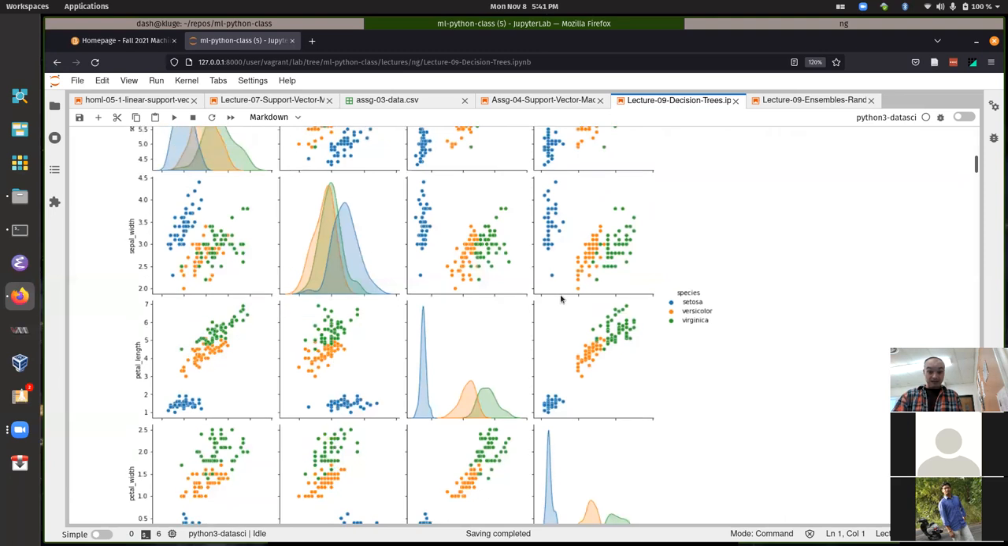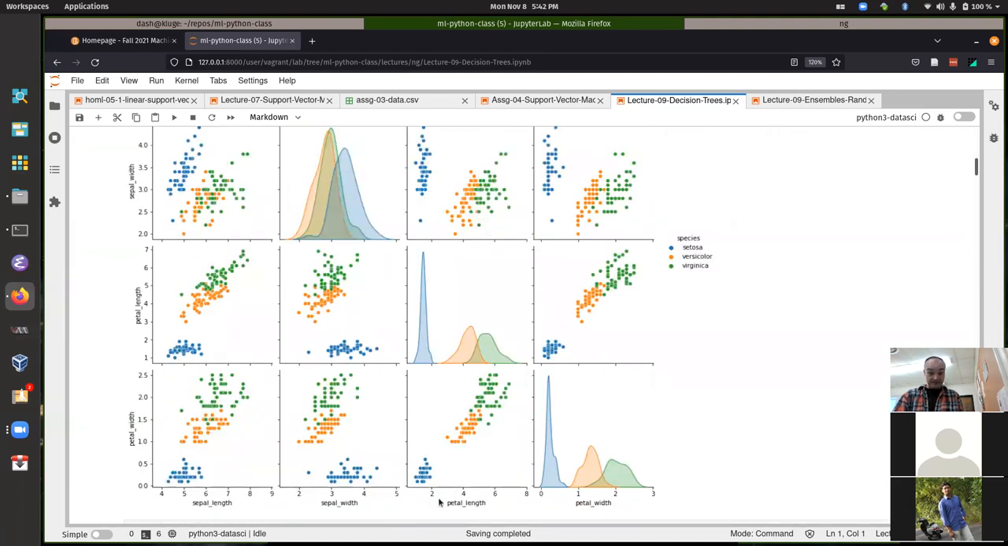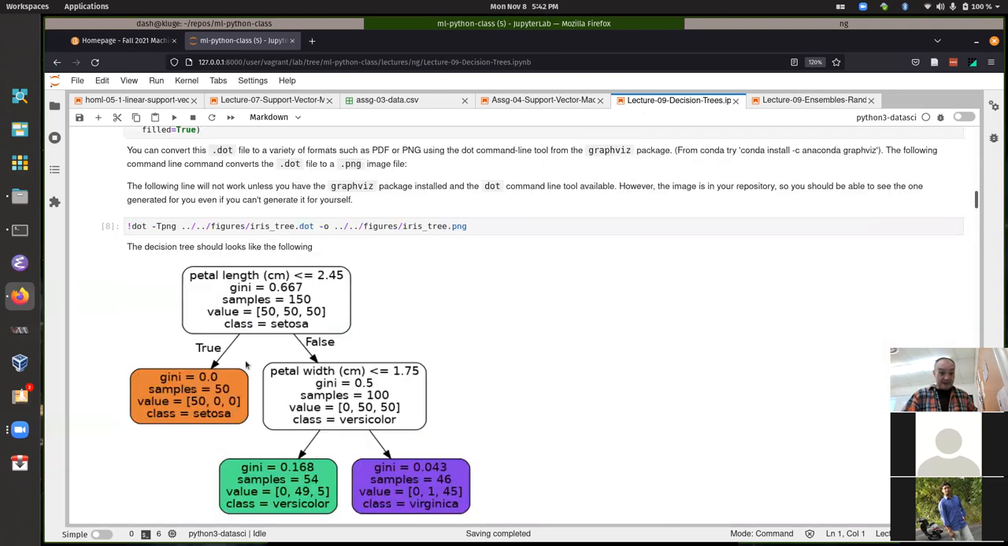So if you go back up here and look at the petal length, you can see just looking at that feature, 2.45 is a decision boundary, right here, right? And that probably does separate those. And that's what the other information in the node is saying here.